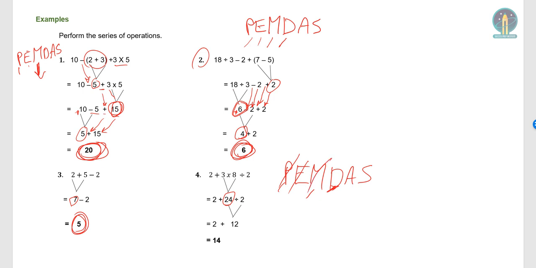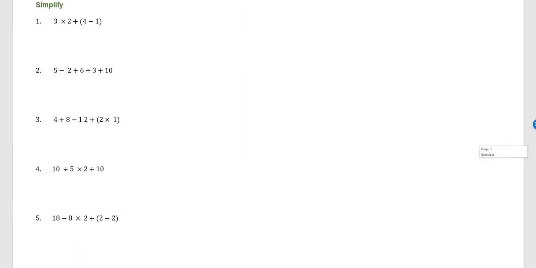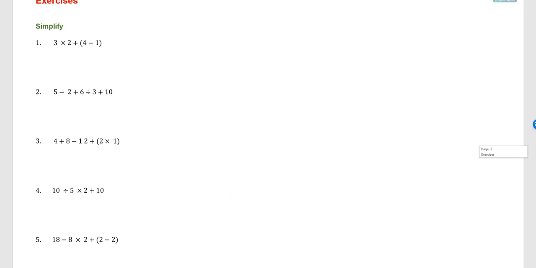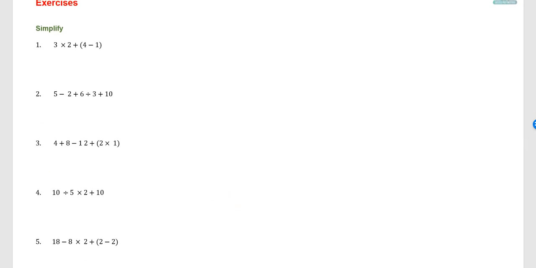After the multiplication is done, what else do I have? I have division and addition. So then division is next, right? So 24 divided by 2 gives me 12. After that, what do I have? I have just simple addition. 2 plus 12 is 14. Okay, so remember the mnemonic and be careful with the order of operations. We have some exercises here, so please pause the video, work on these, and come back for the solutions.